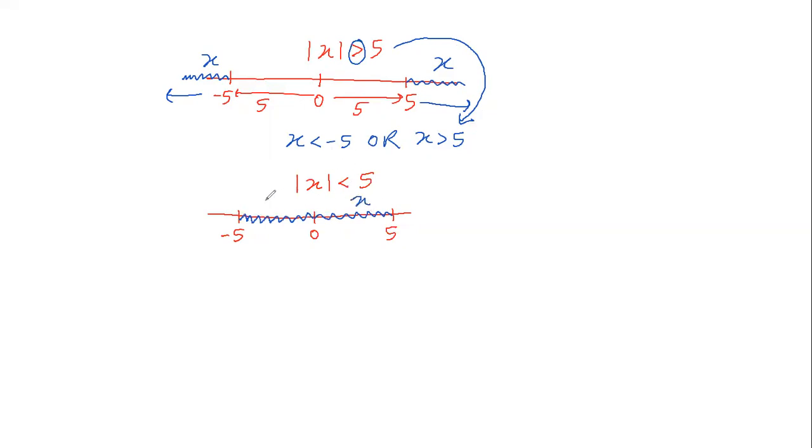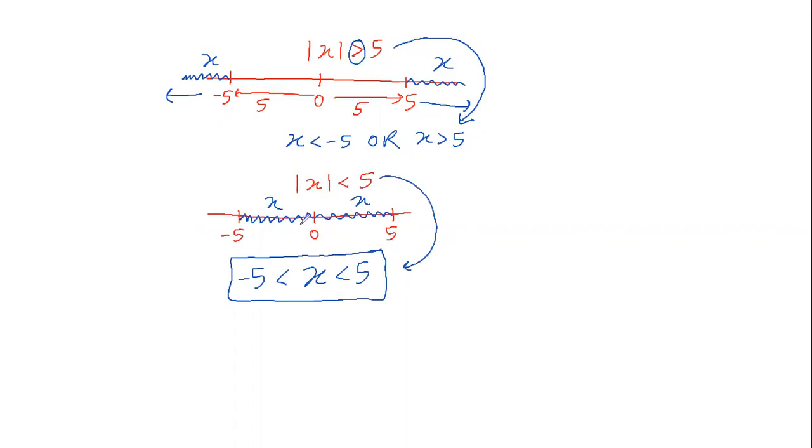x could be here or x could be here, because the distance of x from 0 has to be less than 5. And I can clearly see the range that x is less than 5 and greater than minus 5. So I can say x is between 5 and minus 5. So if you know the mod, you directly know the range.